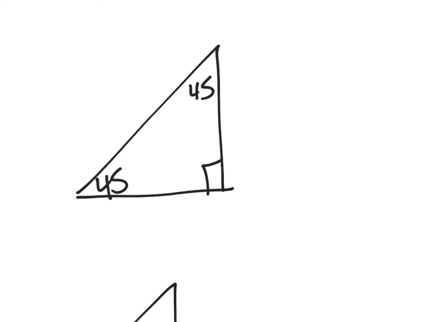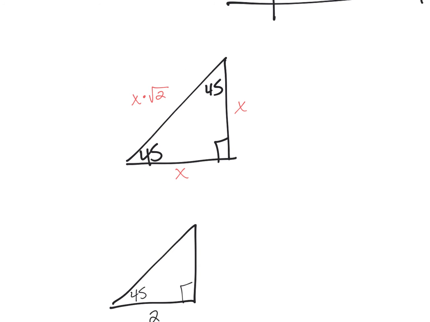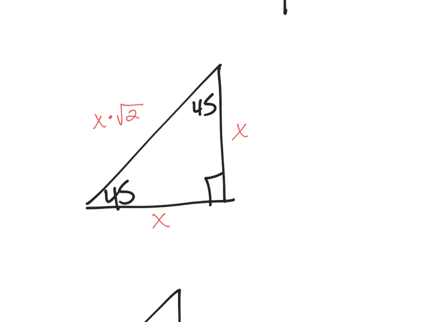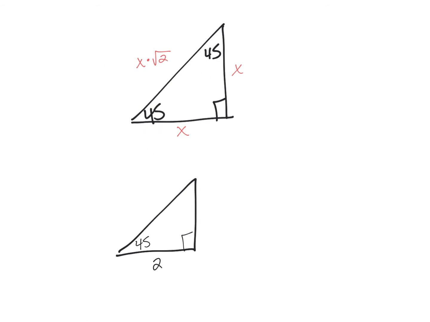So let's first talk about the 45-45-90 triangle. This is a triangle where it is an isosceles right triangle. So that means these two legs are the same. I'm going to call them x. And do you remember what the relationship was between the legs and the hypotenuse? It was x times square root 2. Okay? So this is something that I would suggest writing on your cheat sheet because you can use it later.